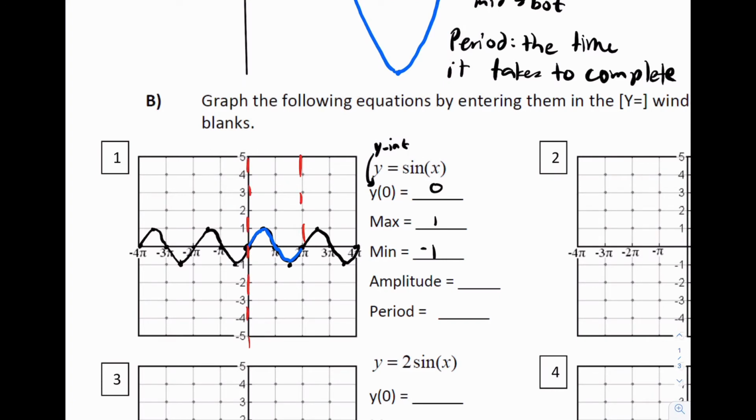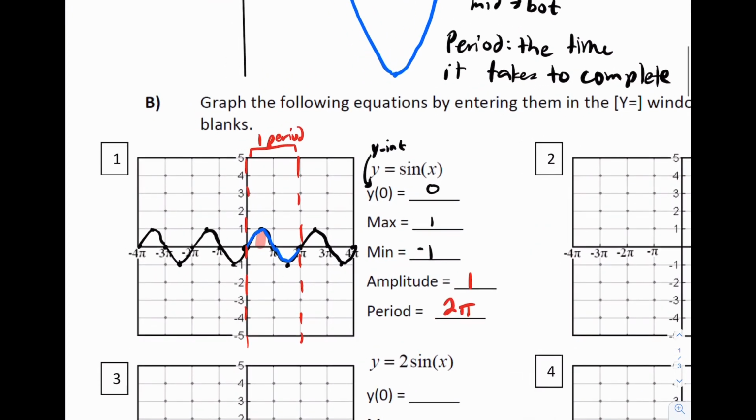And the time, or the x values it takes to complete one wave, here to here, is 1 period. That is 2 pi. So you're going to write 2 pi for the period, and the amplitude, you can just look here to here, that is 1.